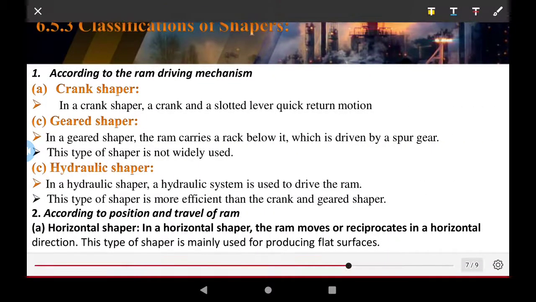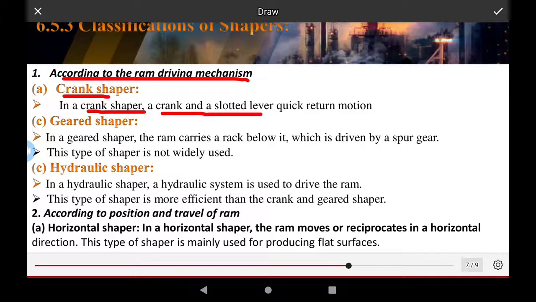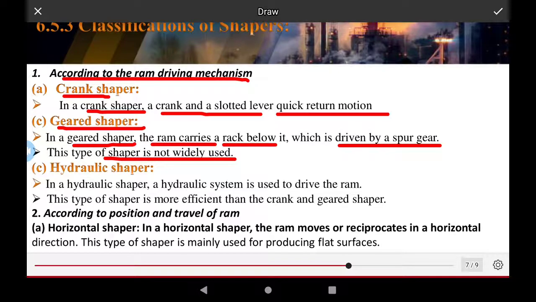Classification of the shaper machines according to the driving mechanism. Crank shaper: the crank shaper uses the crank and slotted lever quick return motion. Geared shaper: the ram carries a rack driven by a gear. Types of shaper commonly used.